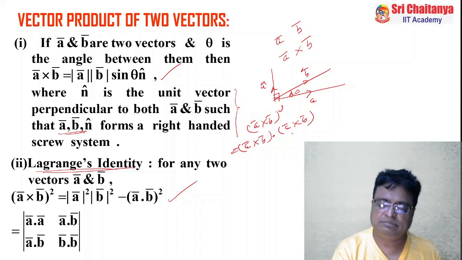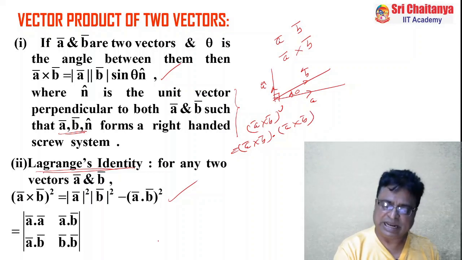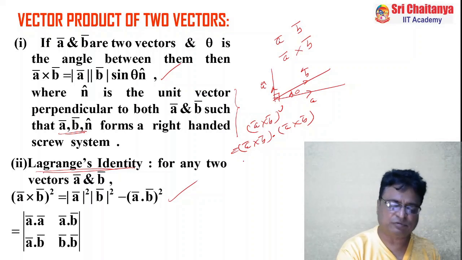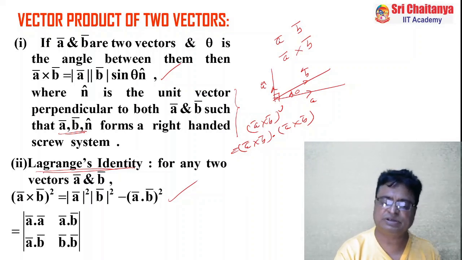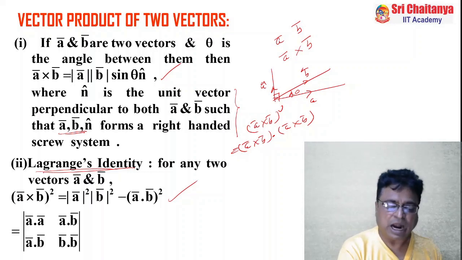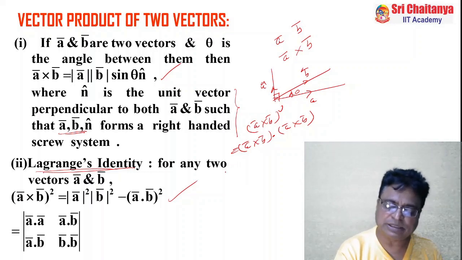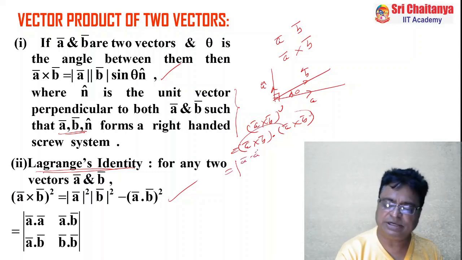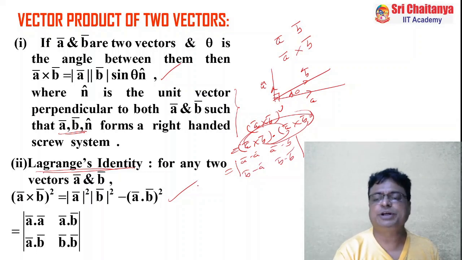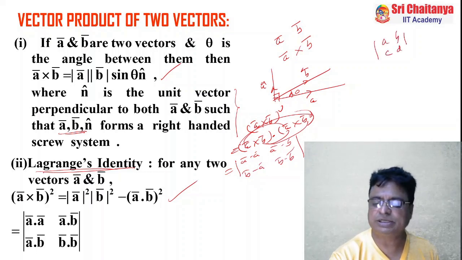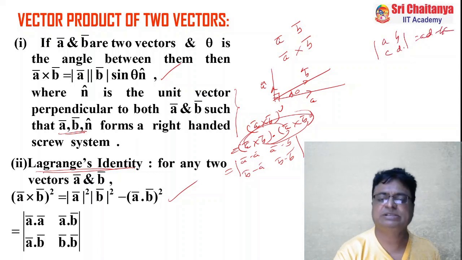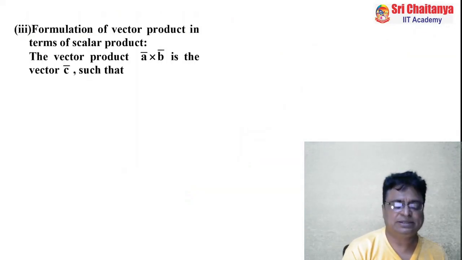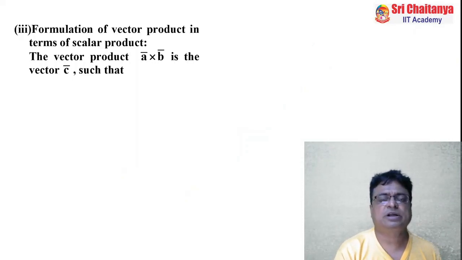The proof is also very simple. Just by simplification of this, you will get the answer. Moreover, how to remember it easily? You take the determinant: A dot A and A dot B in the first row, B dot A and B dot B in the second row. Simple. What is a 2 by 2 determinant? The determinant of A, B, C, D is equal to AD minus BC. Like this, you can simplify. With this, you can find the relation between the dot product and the cross product.